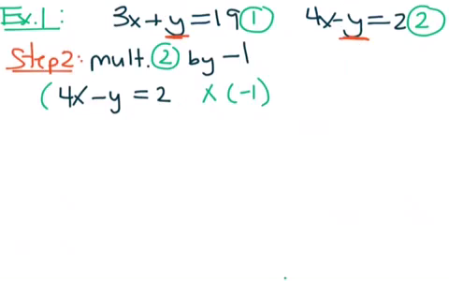Okay, so I'm going to erase these. Here we go. Okay, we're taking equation 2, we're multiplying by negative 1. So what we're going to do is multiply absolutely everything inside by negative 1, and let's see what happens.